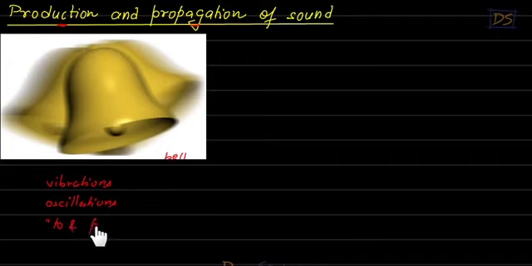So now we want to understand how this production and propagation of sound actually happens. Let us take the example of this bell, students. When the bell is hit, what happens? This bell starts vibrating like this. So this bell does vibrations, or we can say this bell does oscillations, or we can say that this bell does to and fro motion.